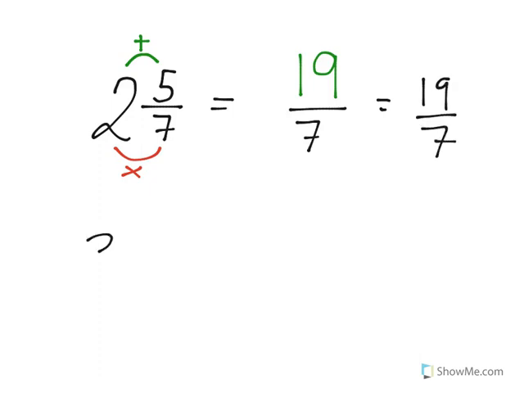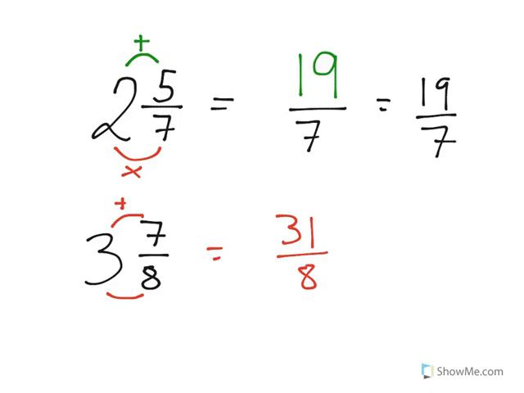Next one, 3 and 7/8. Same technique. Step 1, 8 threes, 8, 16, 24. 24 plus 7, 31. So step 1, multiply. Step 2, add. So 3 and 7/8 is 31/8.